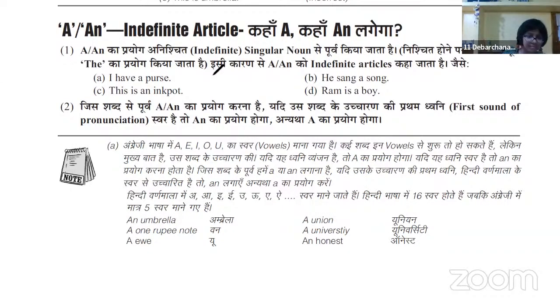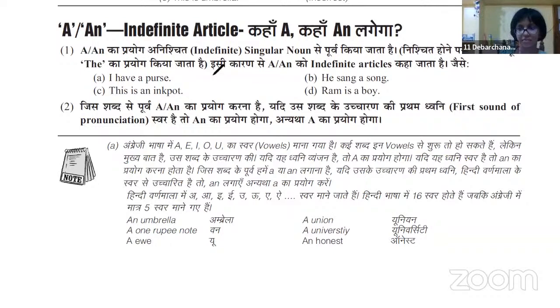So whenever we use an, it is before words whose sound is a vowel sound. Do you know the vowel sounds in English? They sound like Indian vowel sounds, most of them, right?